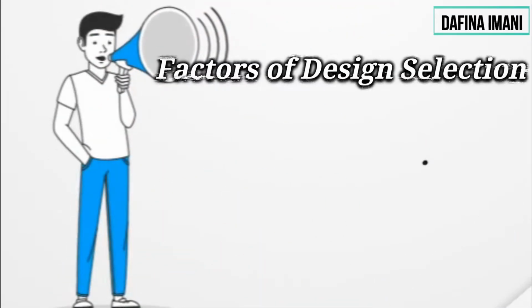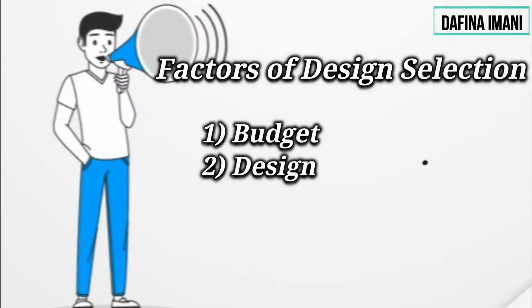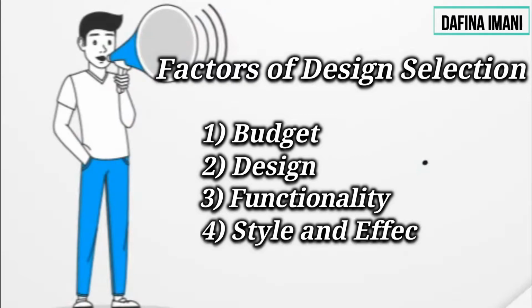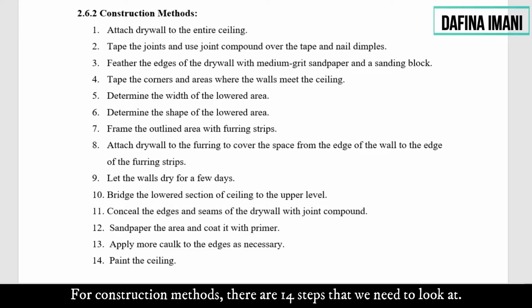Four factors of design selection. The first one is budget, the second one is design, the third one is functionality, and the last one is style and effect. For the construction method, there are 14 steps that we need to look at.